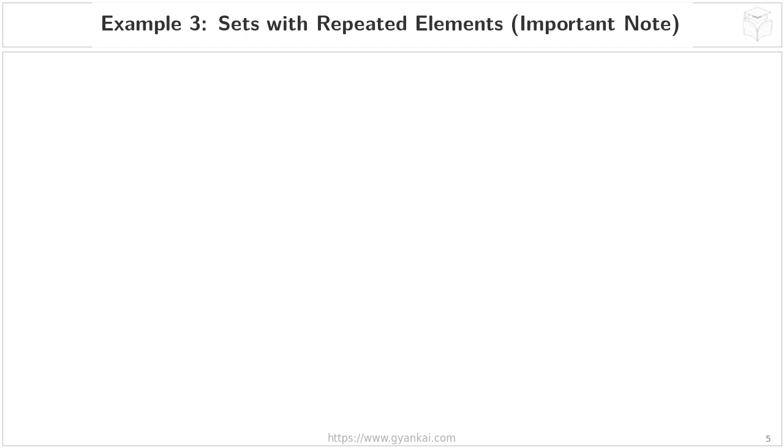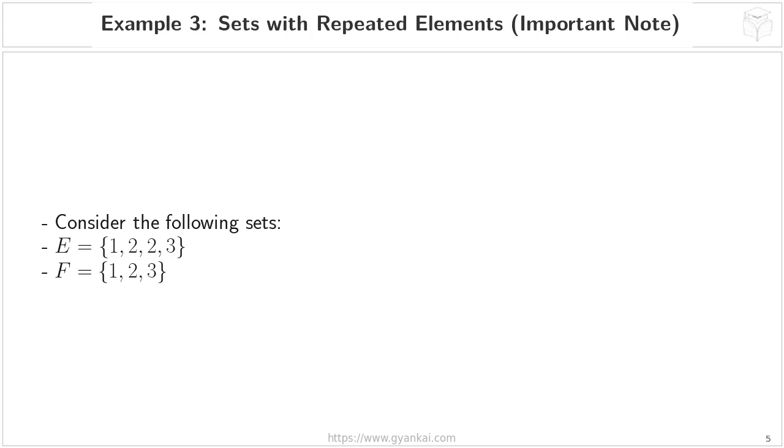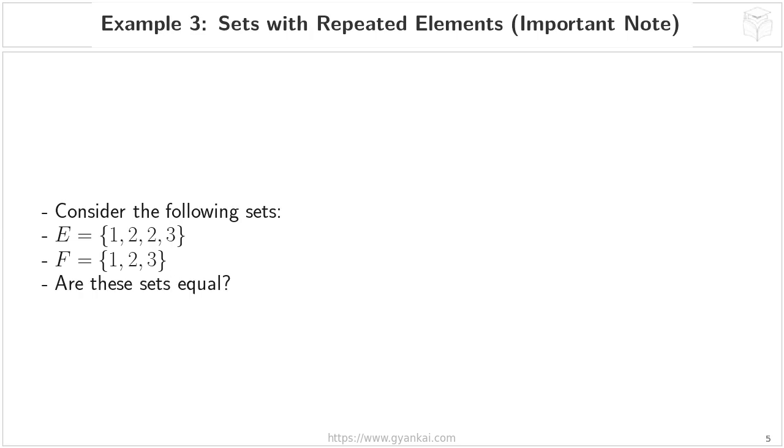Example 3. Sets with repeated elements, important note. Let's move on to our third example, and this one is really important because it highlights a common misunderstanding about sets. We're going to look at two sets, set E and set F. Set E is defined as 1, 2, 2, 3. And set F is defined as 1, 2, 3. Now the question is, are these sets equal?